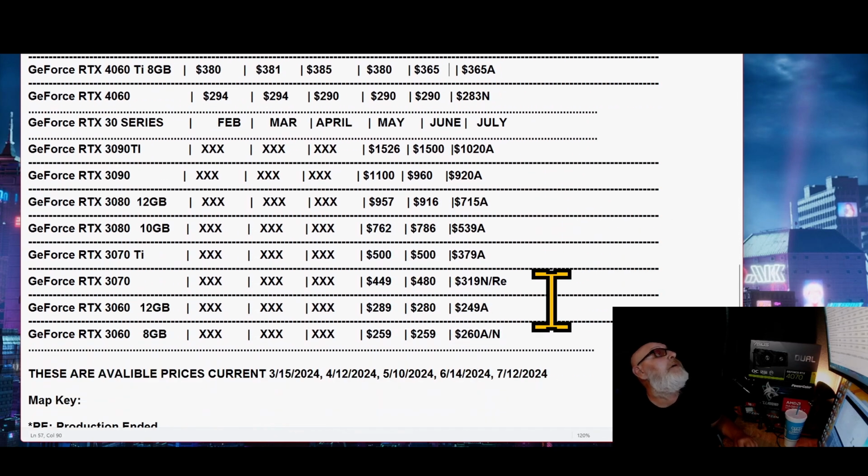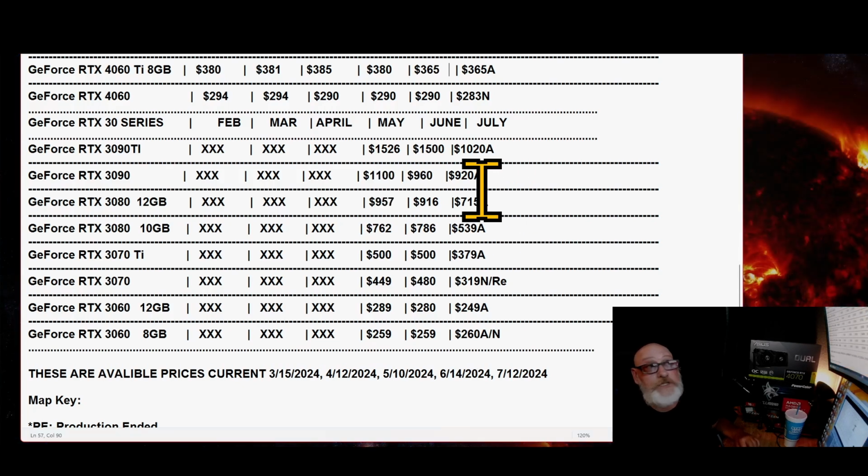Now, this is going to blow your mind. We're doing the 30 series. We didn't get February, March, or April for all of this, but we do get May, June, and July. The 3090 Ti started off in May at $1,526. Now look at the price drop in July.